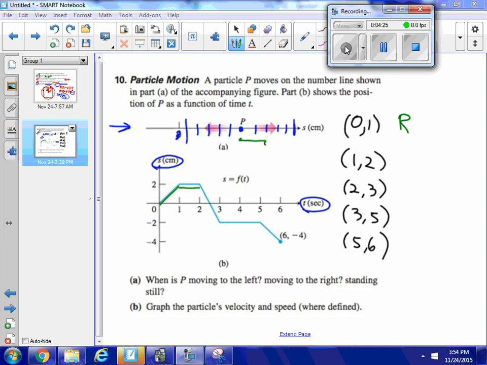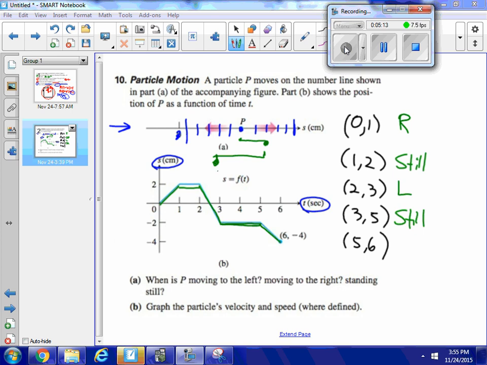From 2 to 3, 2 seconds to 3 seconds, I have gone from 2 centimeters to negative 2 centimeters. So I've gone from here, this way over here, to negative 2. So I have gone in a leftward direction. Now from 3 to 5, I'm still just staying right there at negative 2, so that's going to stay right there. So again, I am still. And then from 5 to 6, I'm going to move from -2 over here to -4. So again, I'm going in a leftward direction.